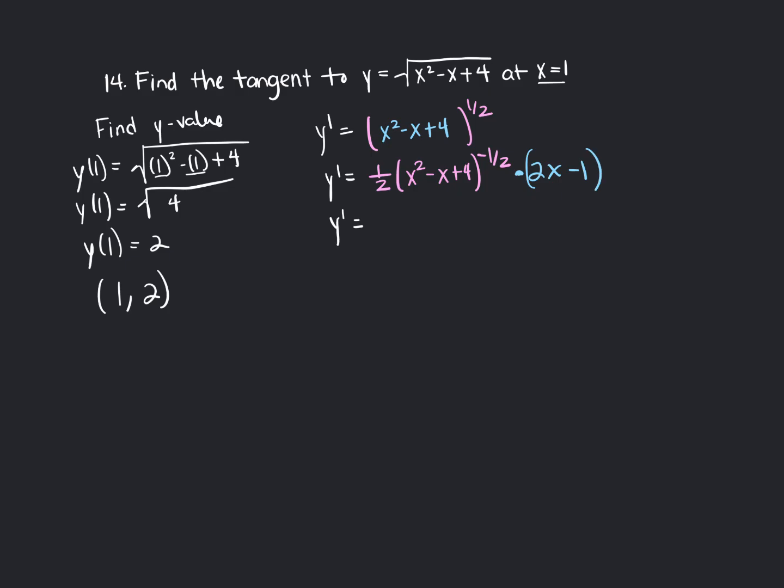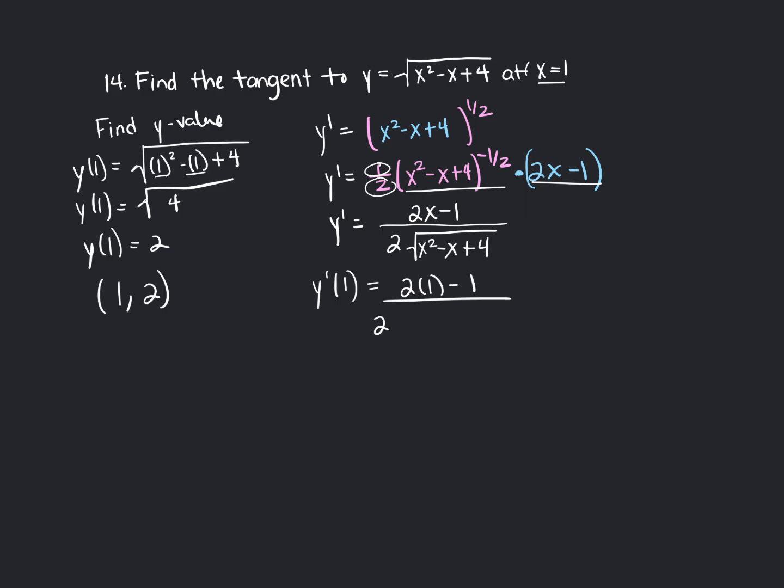y prime equals, if I'm looking at what stays in the numerator, it's this 1 times the 2x minus 1, which is just 2x minus 1. And in the denominator, I'm going to have 2 times the square root of x squared minus x plus 4. So y prime, well, this is simplified. So now I can plug in x is equal to 1. So y prime, when x is 1, that's going to give me the slope. So I'm going to have 2 times 1 minus 1 over 2 times the square root of 1 squared minus 1 plus 4. So 2 times 1 is 2, and 2 minus 1 is 1.